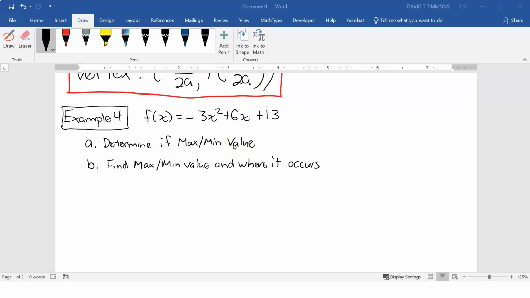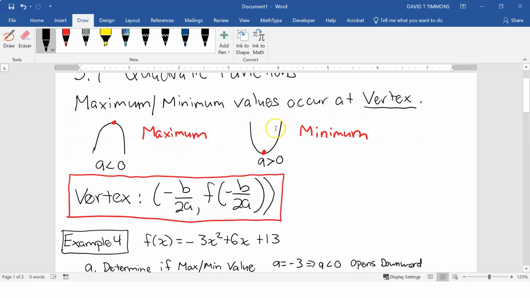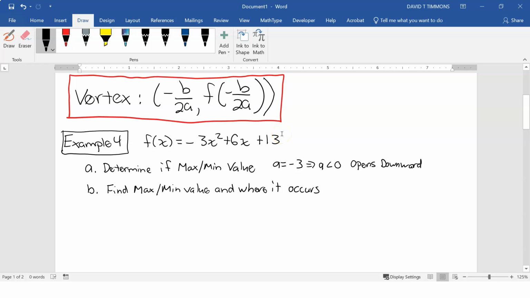Again, if we think about our graphing procedure, by the leading coefficient, we'll know whether the parabola opens upward or downward. So in this case, a is minus 3, so a is less than 0, which means the parabola opens downward. And if the parabola opens downward, it's really going to look like this. So we know it's going to be a maximum value.